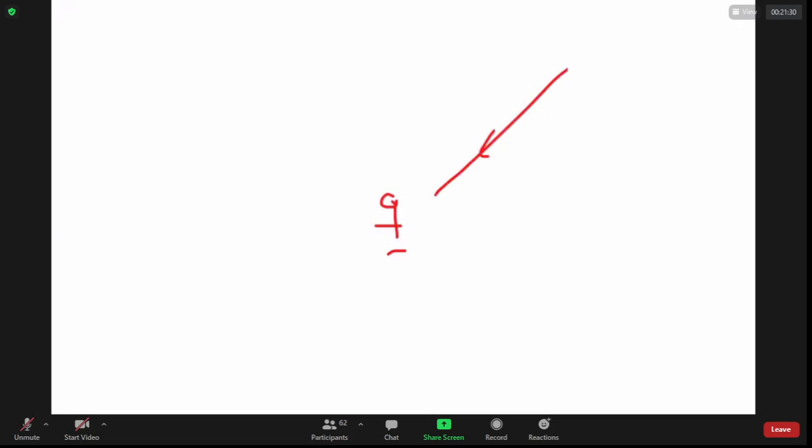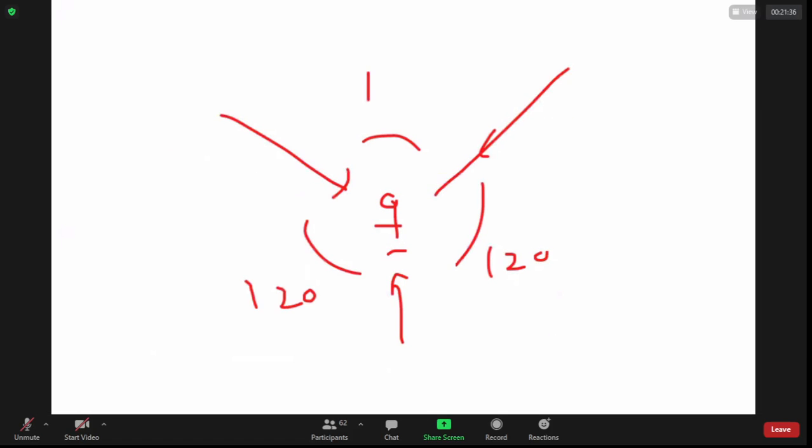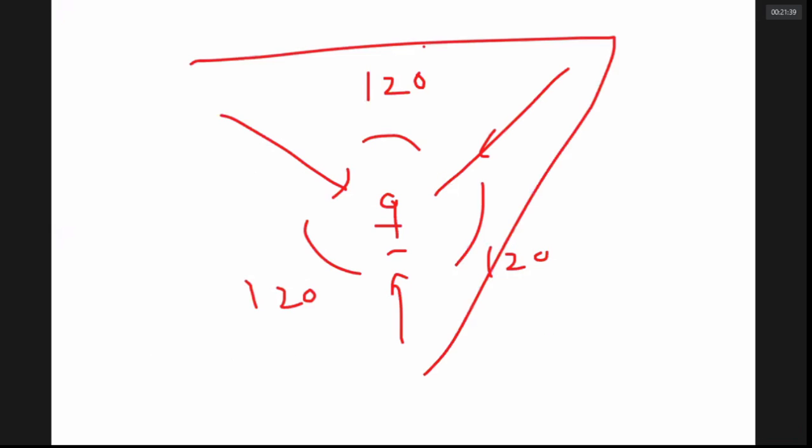Suppose you are standing here. There are three girls. They are pushing you at 120 degrees. The arrangement is called trigonal planar. Then where will you go? The resultant of three vectors operating at 120 degrees is also 0. They are cancelling each other. Yes or no?